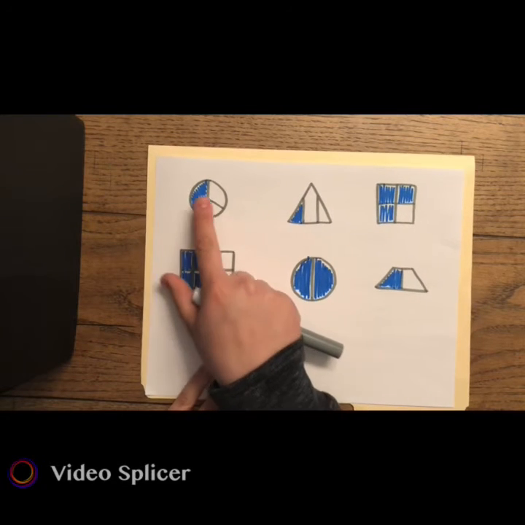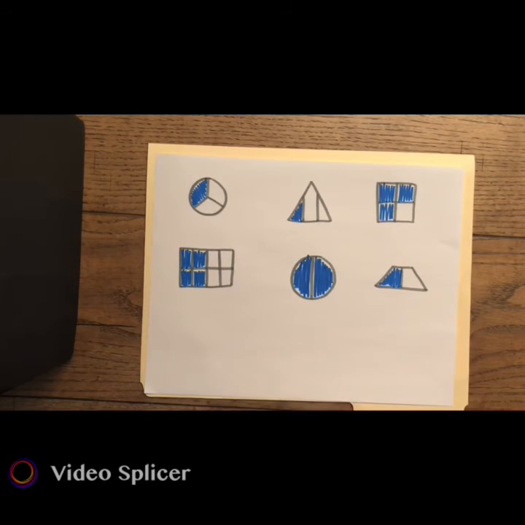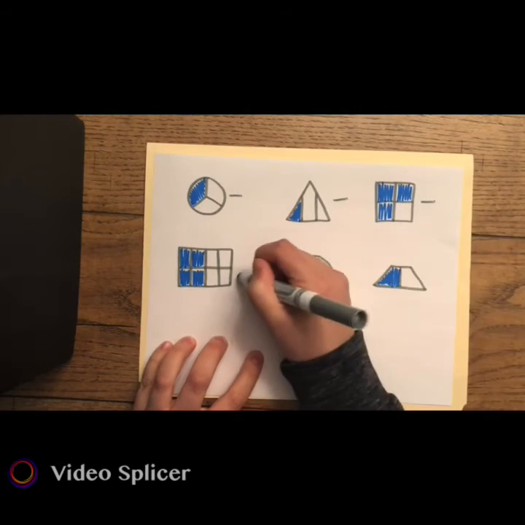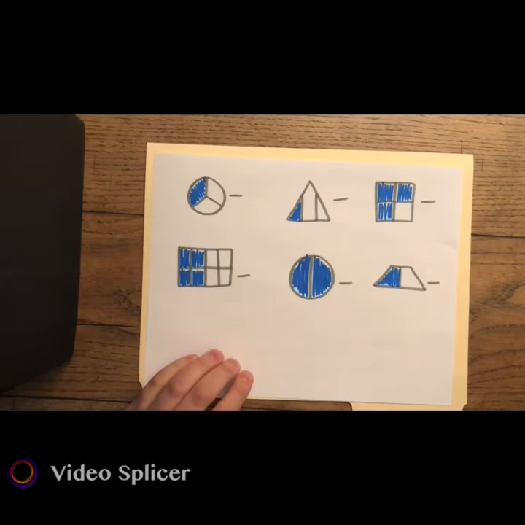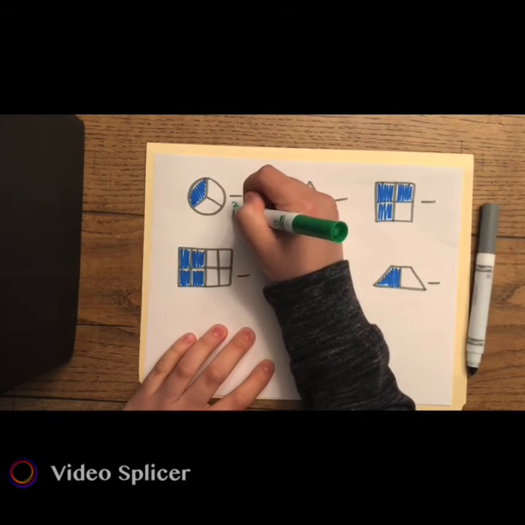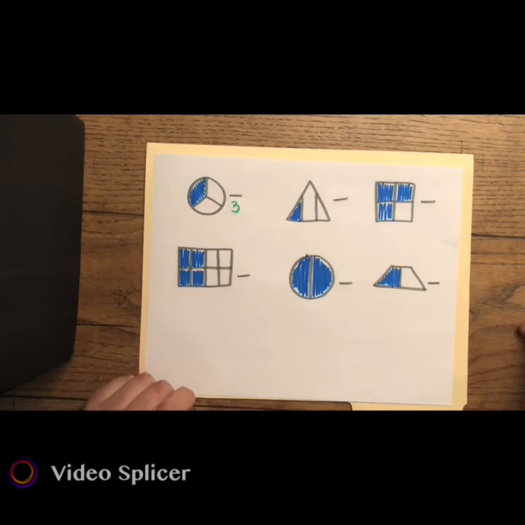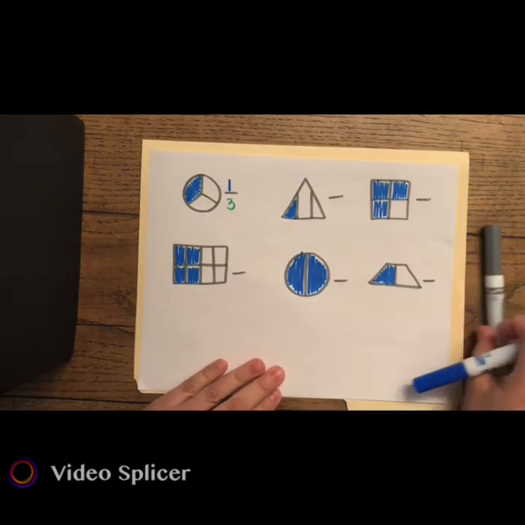This first circle has 1, 2, 3. So I know that my denominator, I'm just going to actually go put this next to each of them. Okay, so we said our denominator is 3 because there are 3 pieces that make up our whole circle, and our numerator would be 1 because there's 1 piece shaded in.